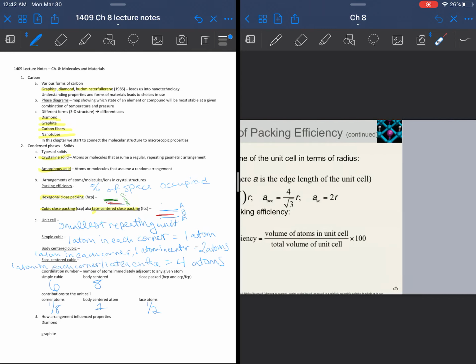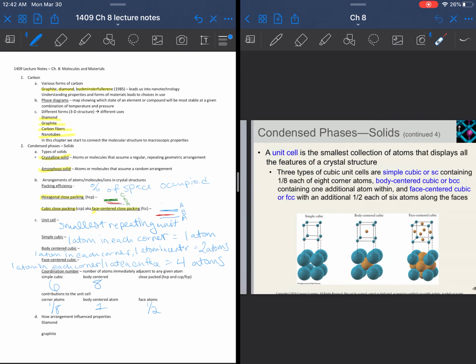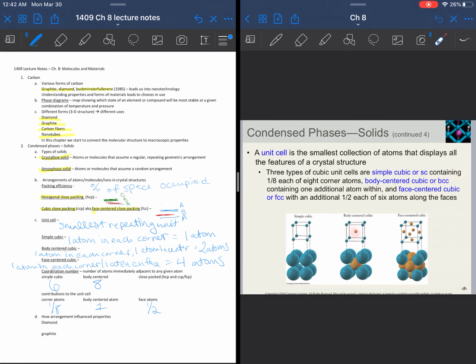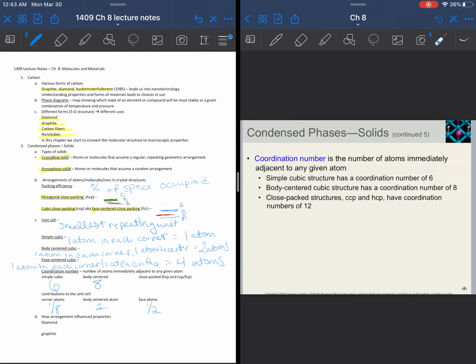Body-centered cubic is going to be 8. That one's a little bit easier to see because you have the ability to look at one single atom there in the middle, and you can see that it's going to be adjacent to all 8 of the corner atoms. So it has a coordination number of 8. That's the easiest one to visualize. The coordination of a close packed structure, so that's anything that's face-centered cubic or hexagonal close packed, they're going to have a coordination number of 12.